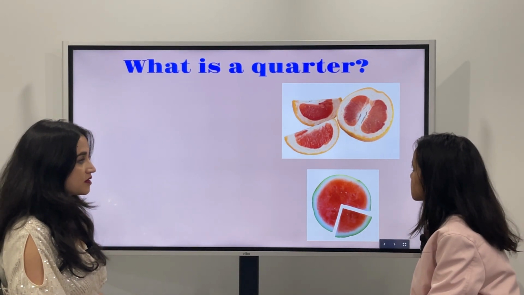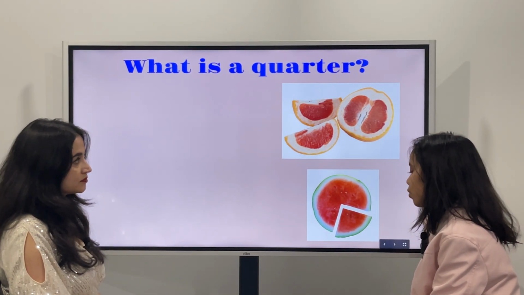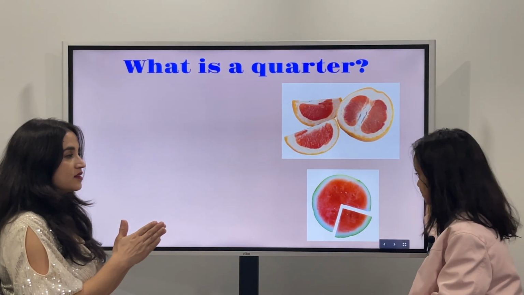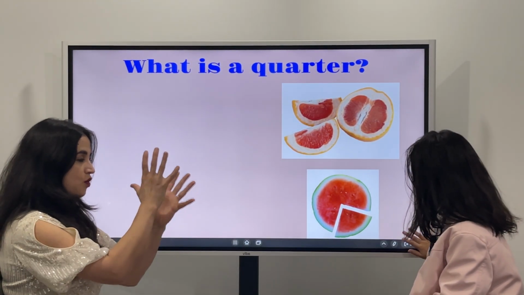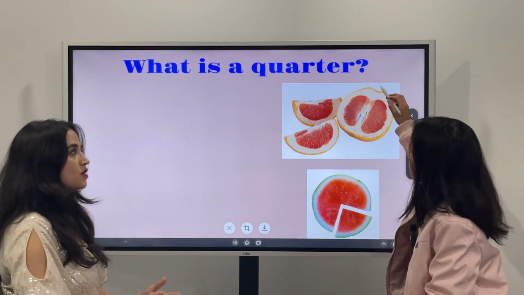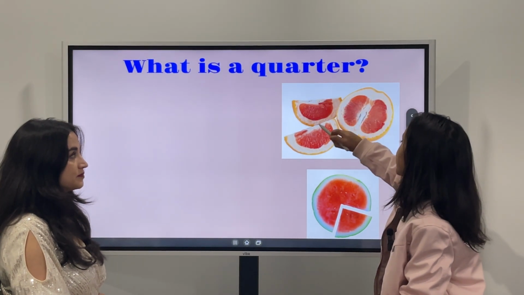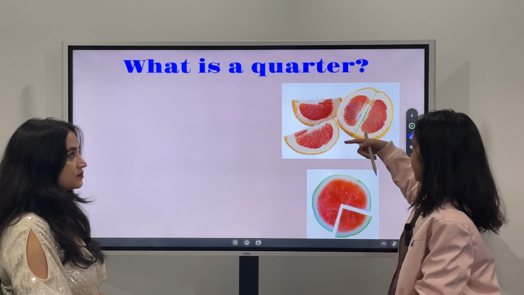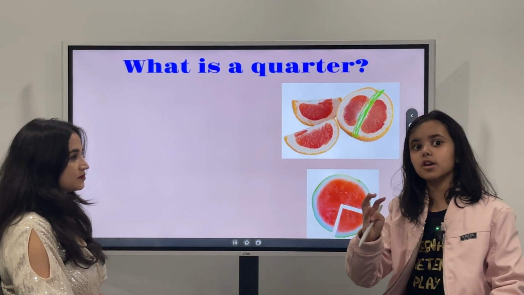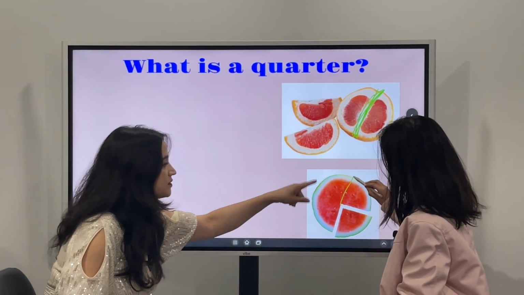What is a quarter? So a quarter is 4. When one whole thing is equally divided into 4 equal parts, it's like this. There's 1, 2, and then that's a whole. But then we split it in half. Then that's split, then it's 4. That's quarters. Then there's a 1 over here.